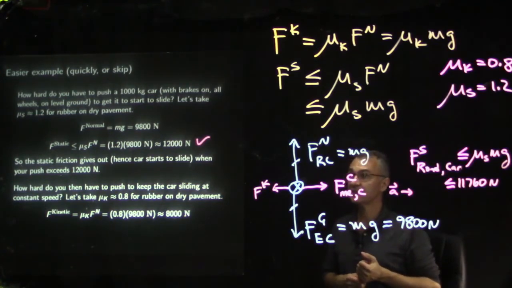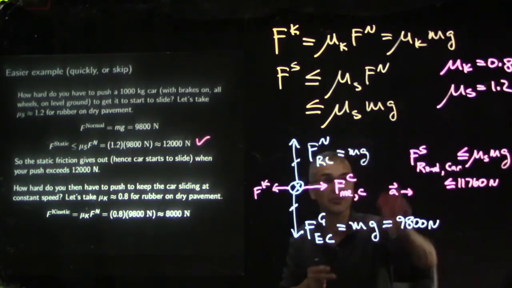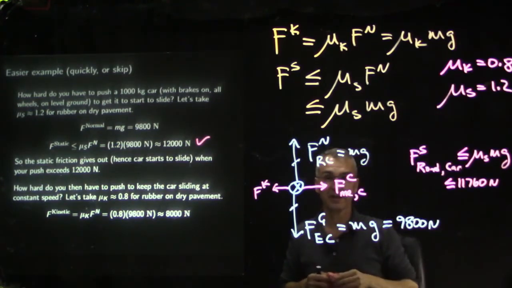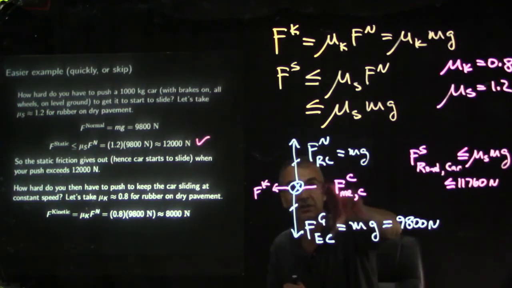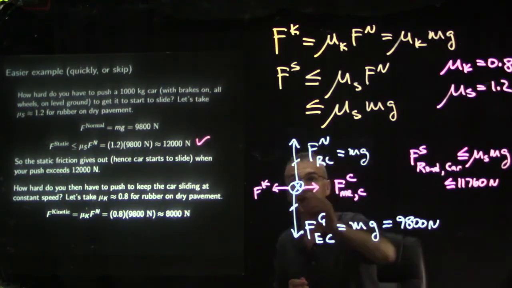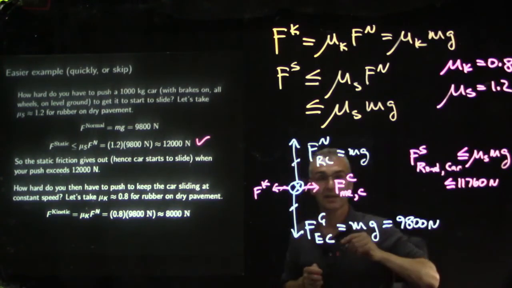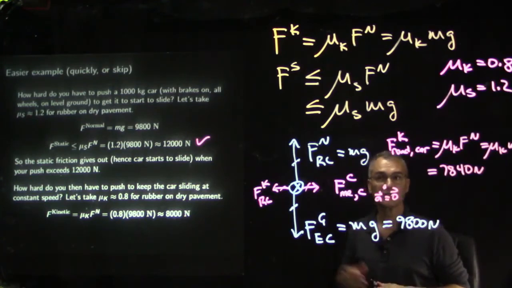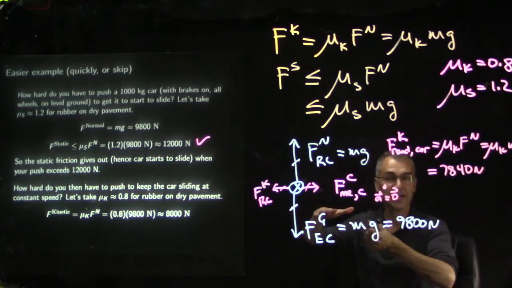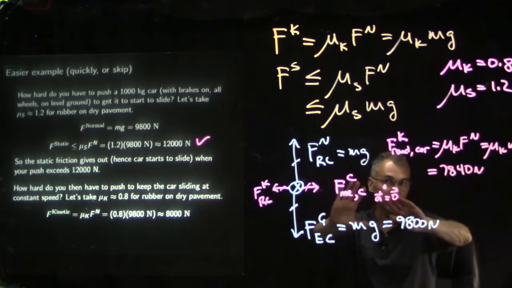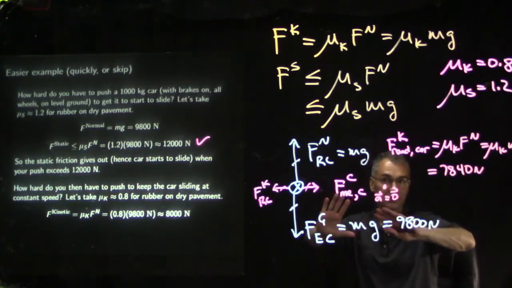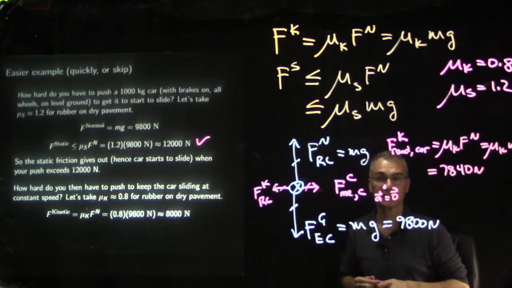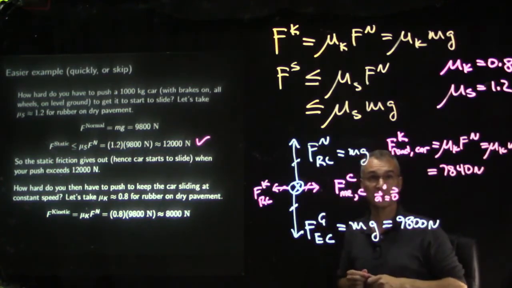And then to keep the car sliding at constant speed, I only have to push hard enough to balance the kinetic friction. The car momentarily accelerates as I break the static friction, and now I'm going to reduce my push a little bit. So my push now is just big enough to counteract the kinetic friction to keep it sliding at constant speed. So its acceleration is 0 once again.